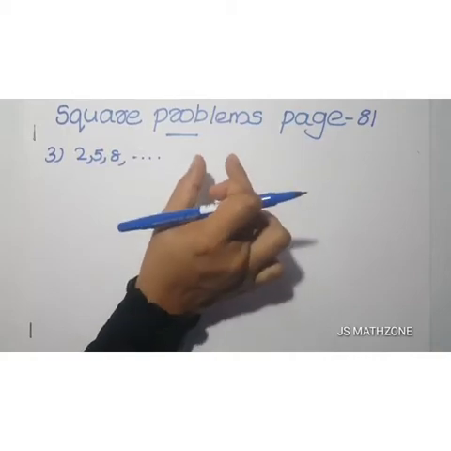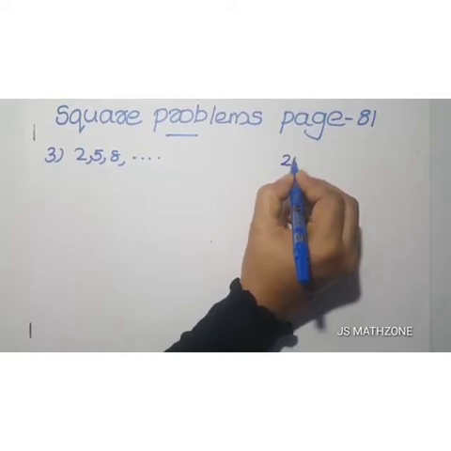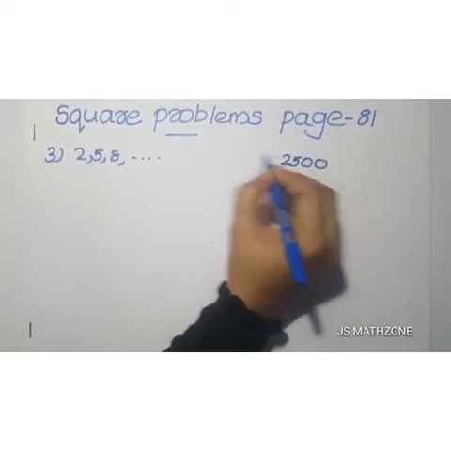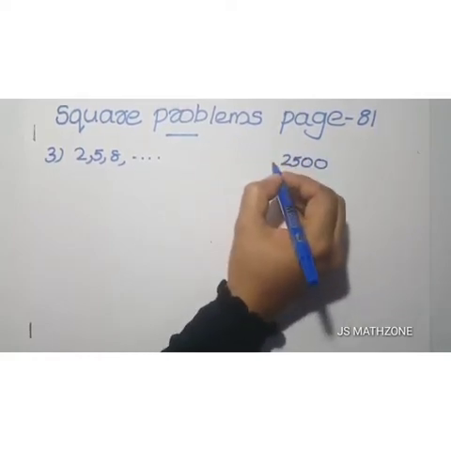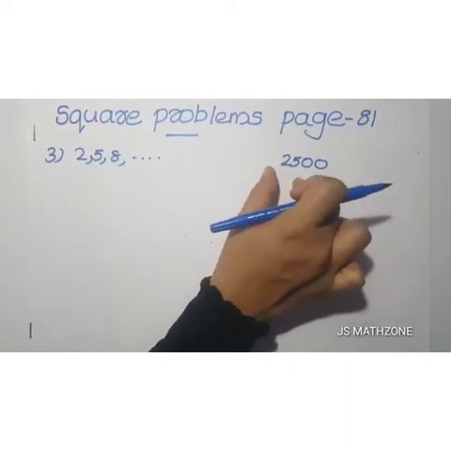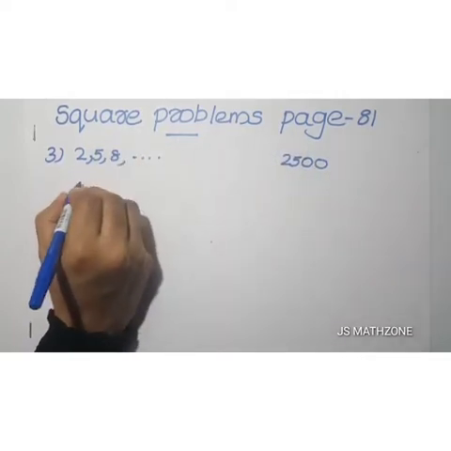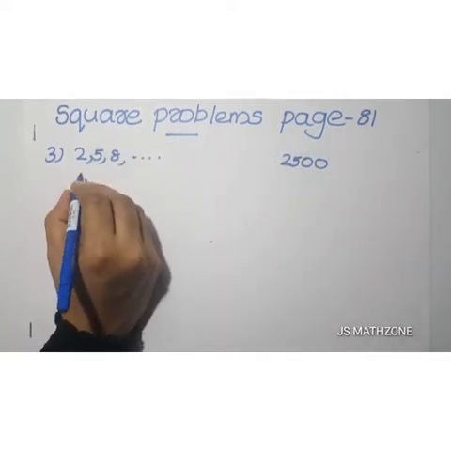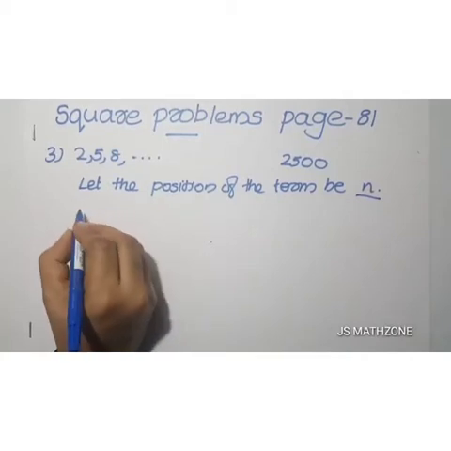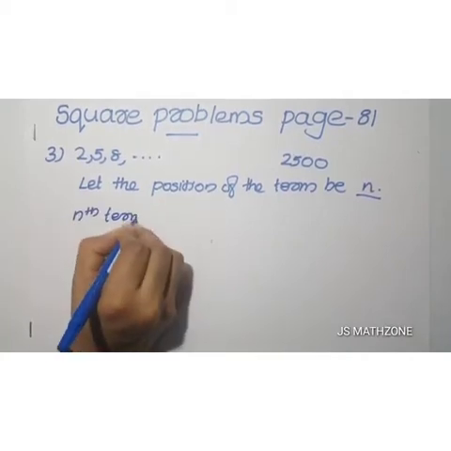The square of one term is given, that is 2500. The square of a term in the arithmetic sequence is 2500. Your question is, what is its position? We want to find the position of the term. Let the position of the term be n, isn't it?